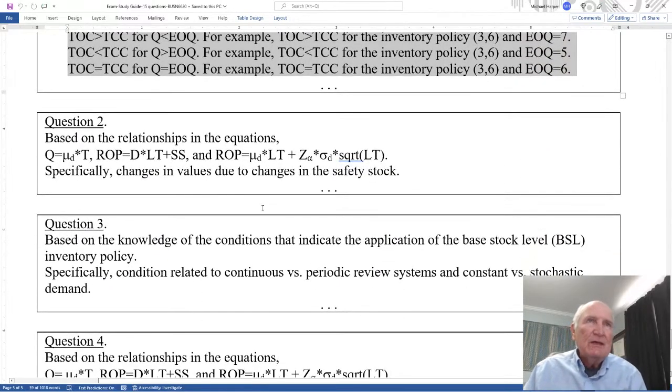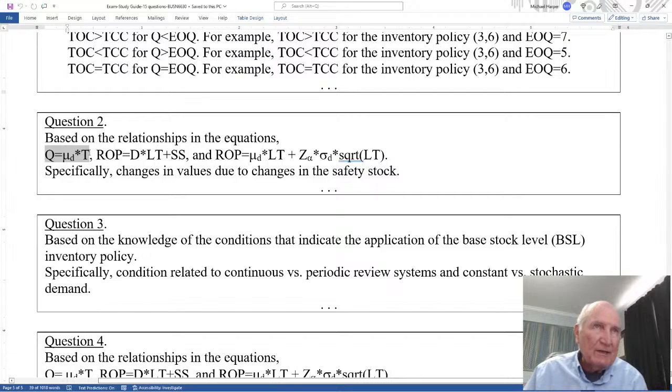Question 2 is based on the relationship in the equations. Well, notice here's my inventory, the order quantity, and this is a stochastic demand because that's the mean demand. Here's your ROP, demand times lead time plus safety stock. Since that's the demand rate, this is the constant demand. ROP, since this is a mean, and this is a Z, and the sigma, this is ROP for stochastic demand.